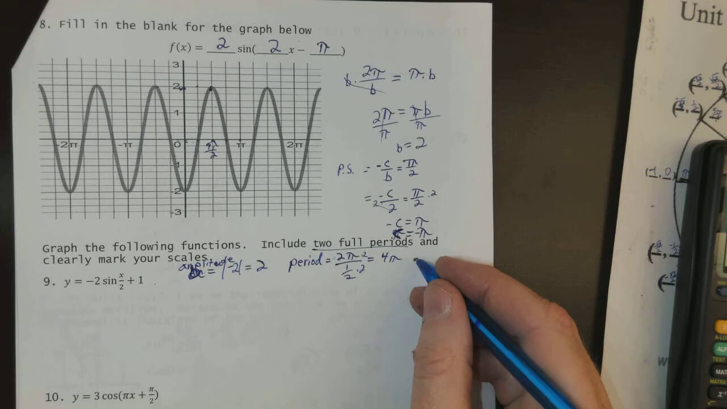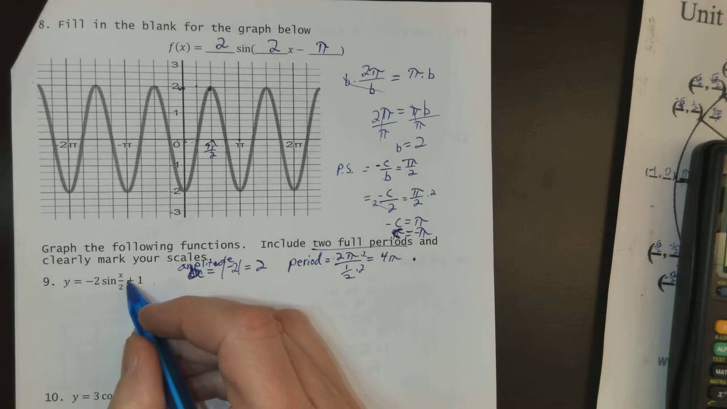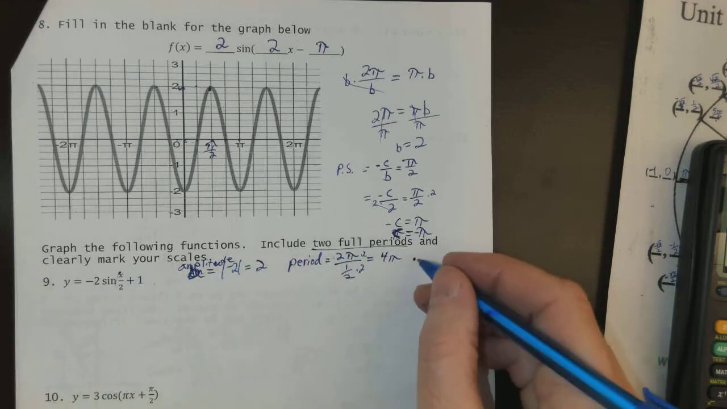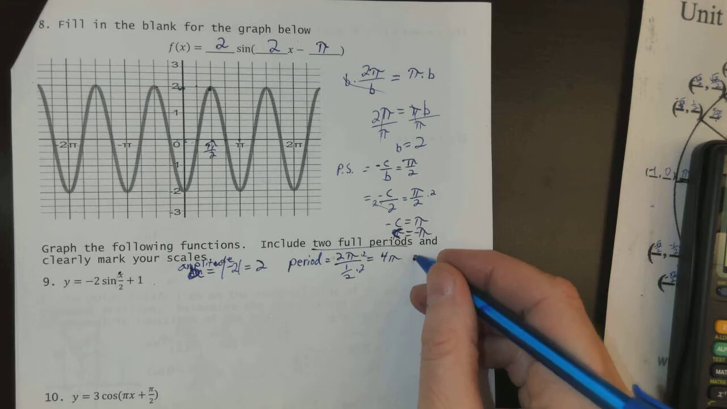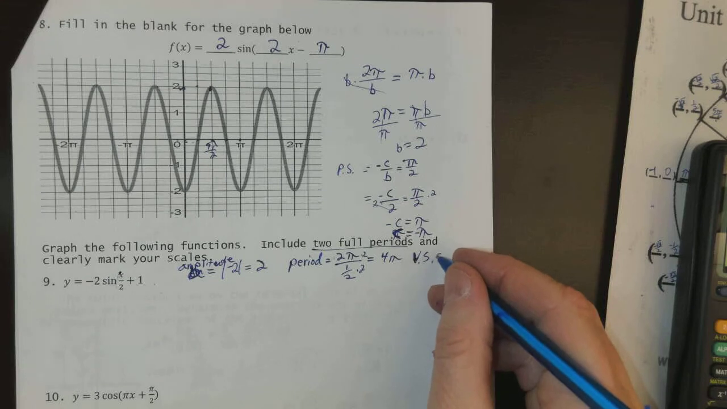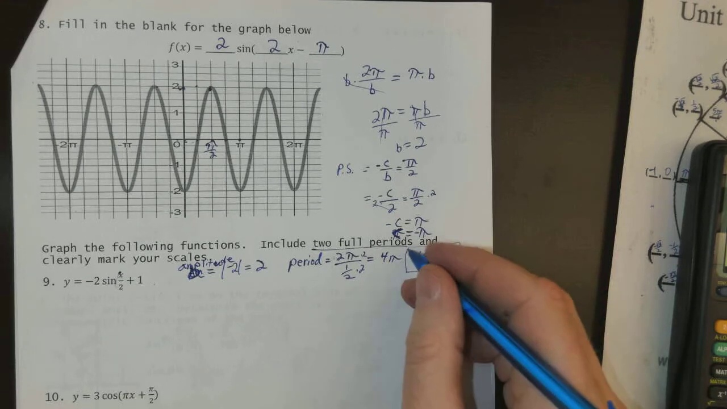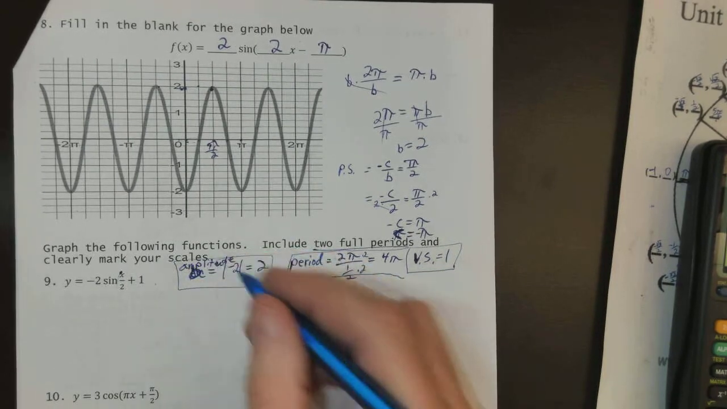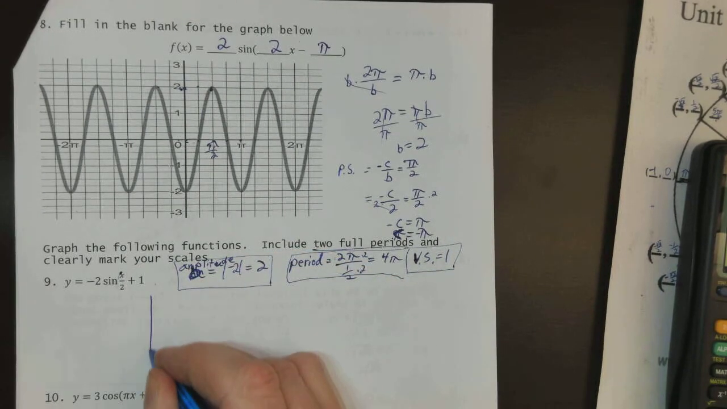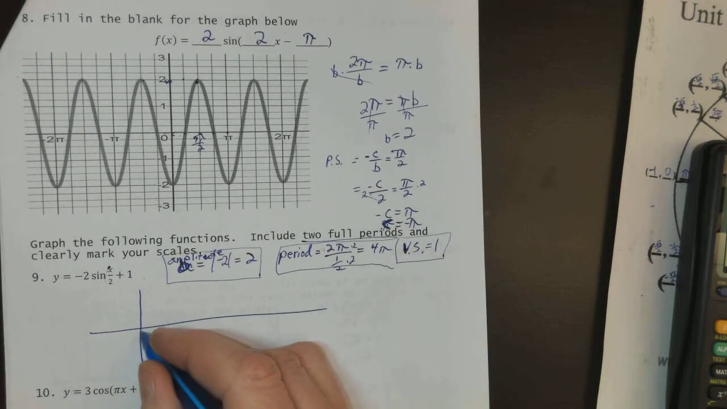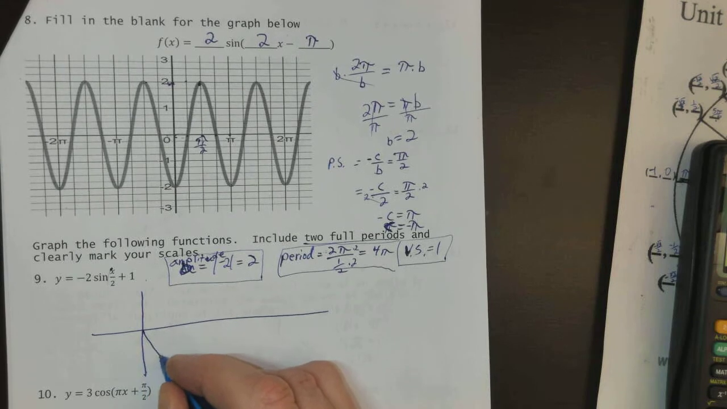Phase shift. There is nothing adding or subtracting inside the parentheses after sine, so there's no phase shift. There is, however, a vertical shift of 1. Okay, so we got this, and we got this, and we got that negative also. So I'm going to flip the sine function like so.